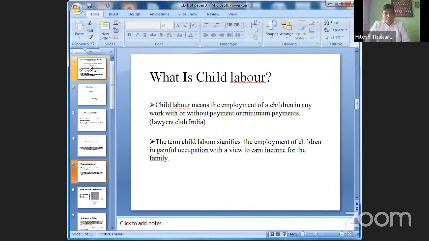What is child labor? Child labor means the employment of children in any work, with or without payment or with minimum payment. The definition by Lawyers Club India: the term child labor signifies the employment of children in gainful occupation with a view to earn income for the family.